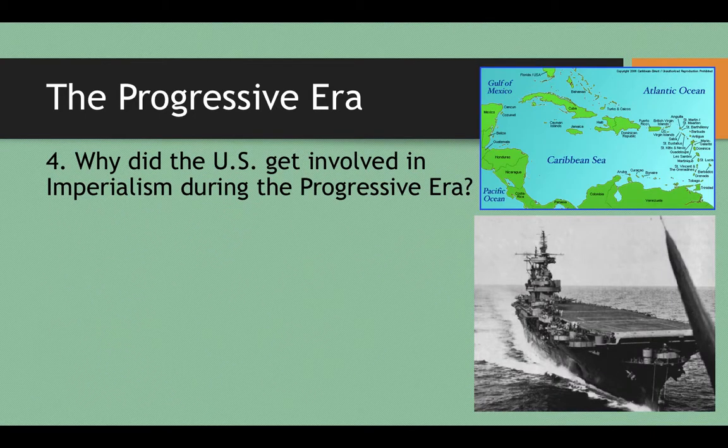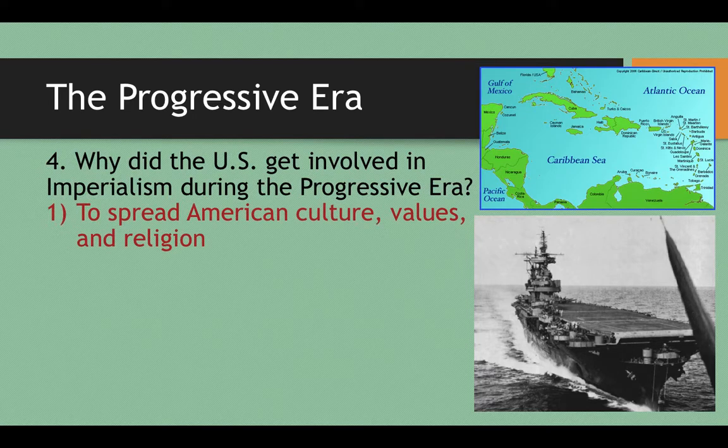So the United States during the Progressive Era was very much imperialistic. They got very involved in imperialism during the Progressive Era. We've talked about imperialism. We know what that is. We know the pros and cons of it. We know why countries imperialize. And in the Progressive Era, the United States got involved in imperialism for 5 reasons specifically.